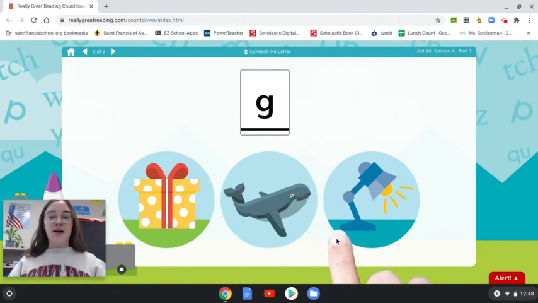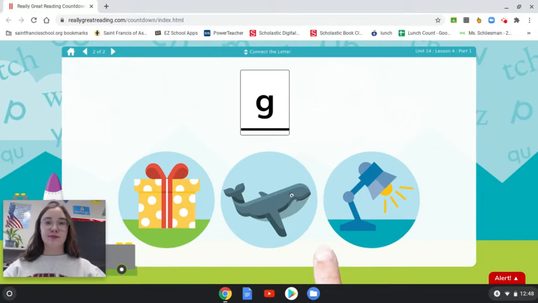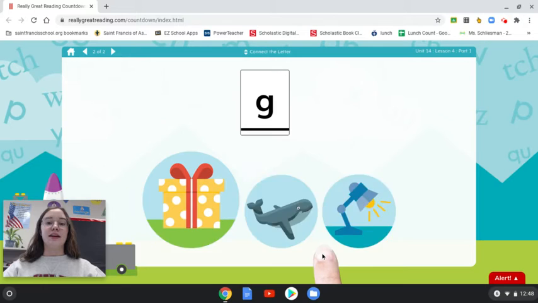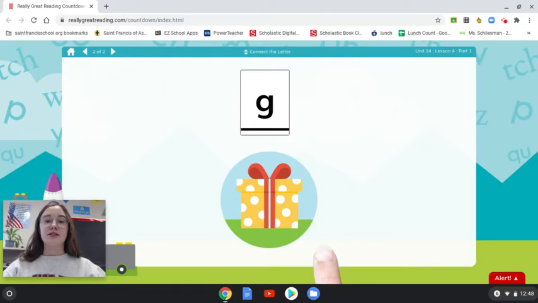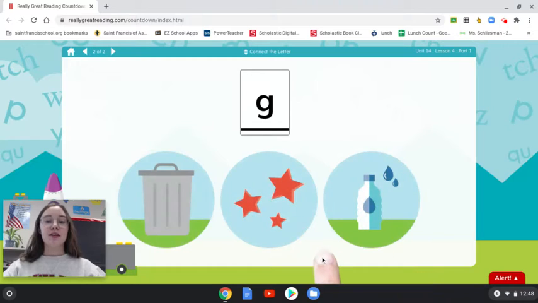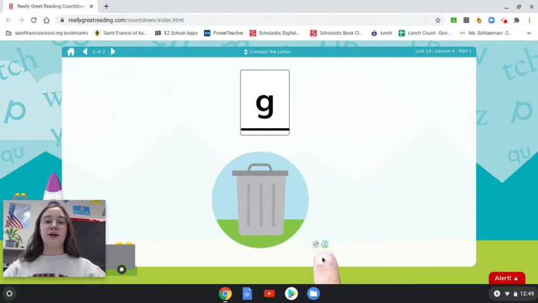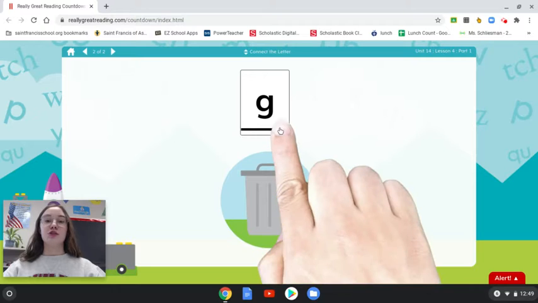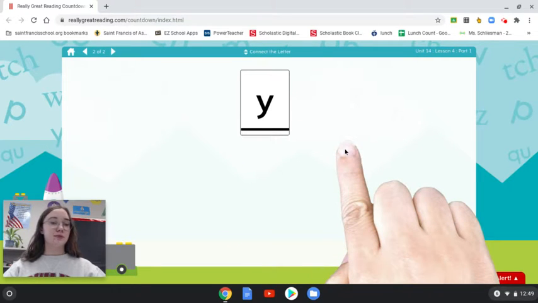Gift, whale, lamp. Which one begins with G? Gift begins with G, so it starts with the letter G. Garbage, stars, water. Which one begins with G? Garbage begins with G, so it starts with the letter G.